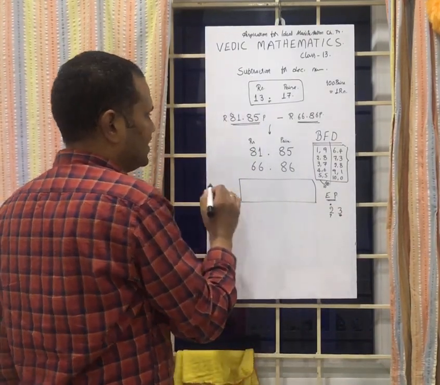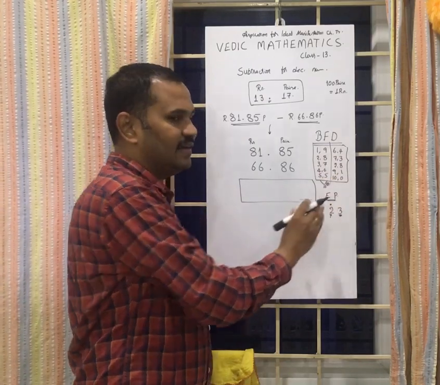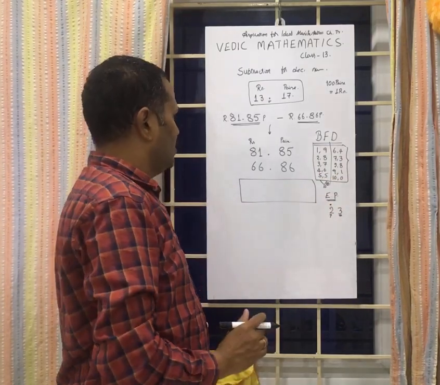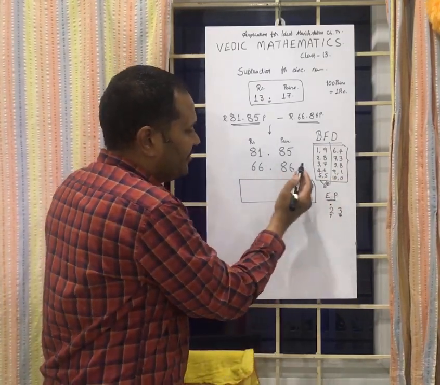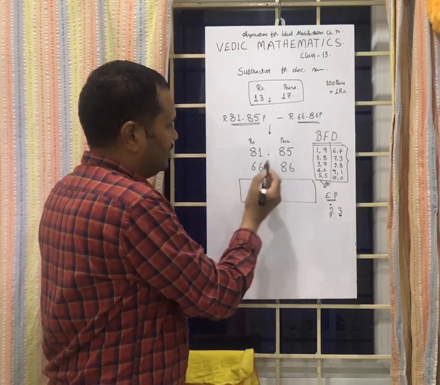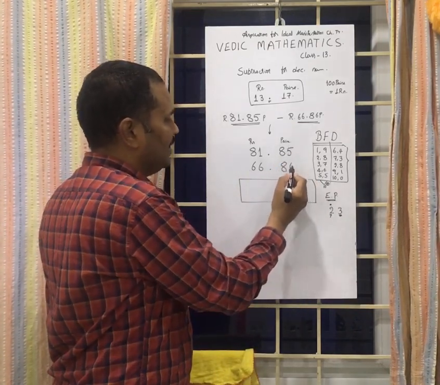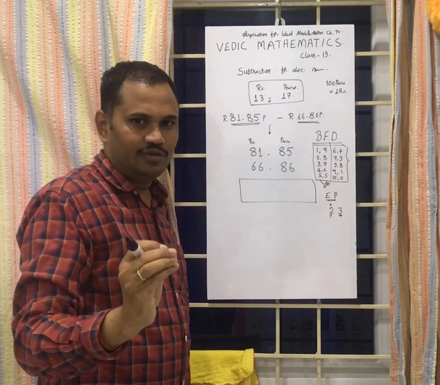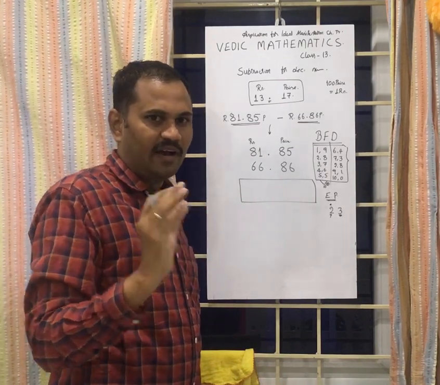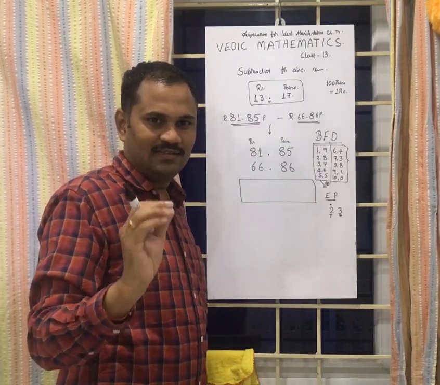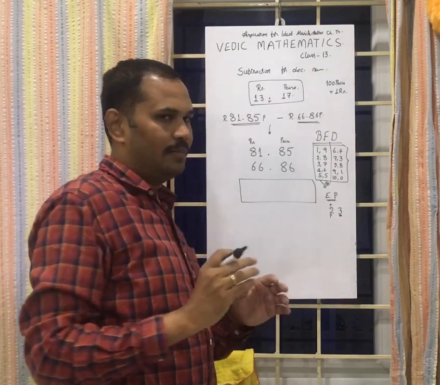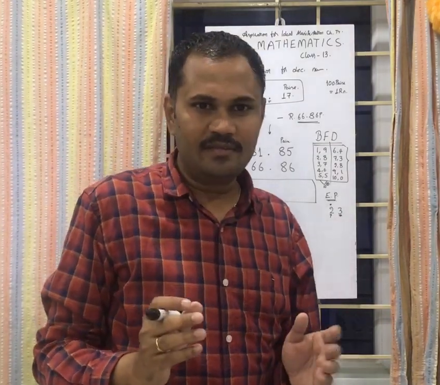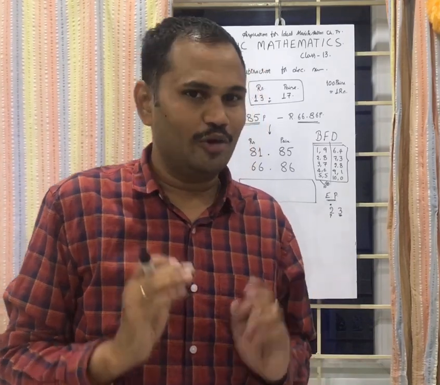Let's understand this example using this definition and the Ekadhikena Purvena sutra. First, we will start from right to left. 5 minus 6. Is it possible to subtract 6 from 5? Which is the bigger number? 6 is the bigger number, 5 is the smaller number. Can we subtract a big number from a small number? Directly we cannot do that.